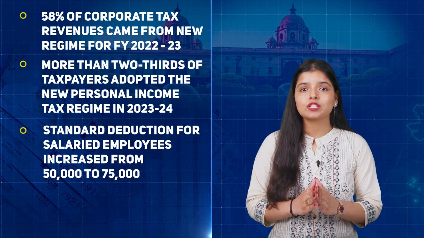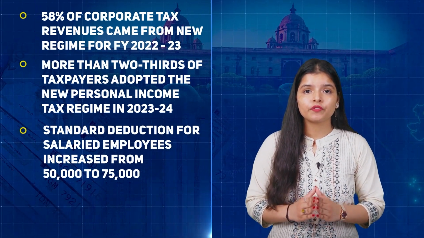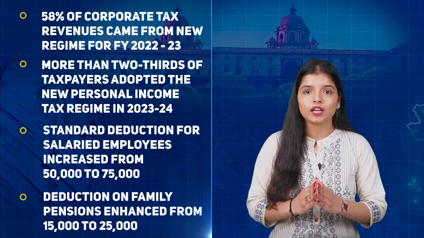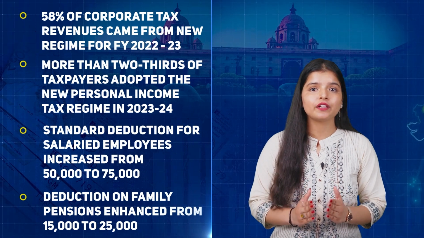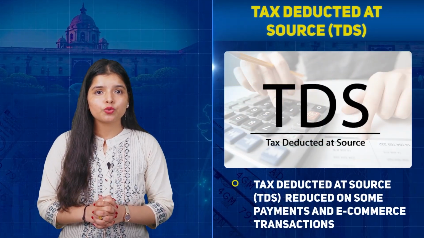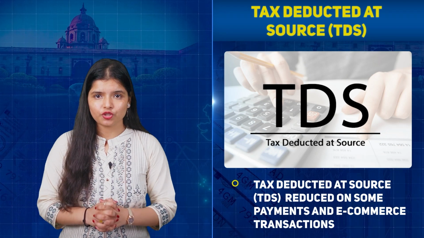The standard deduction for salaried employees has increased from Rs 50,000 to 75,000, and the deduction on family pensions has been enhanced from 15,000 to Rs 25,000. The revised tax rate structure aims to further simplify and rationalize tax obligations. For charities, two tax exemption regimes will be merged into one, and the tax deducted at source rate has been reduced on some payments and e-commerce transactions.